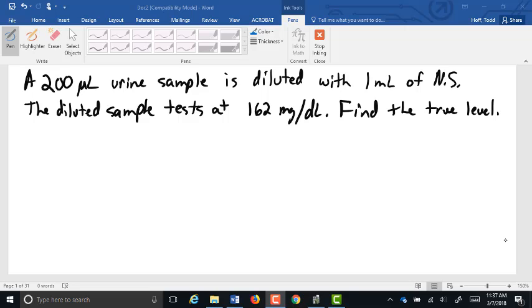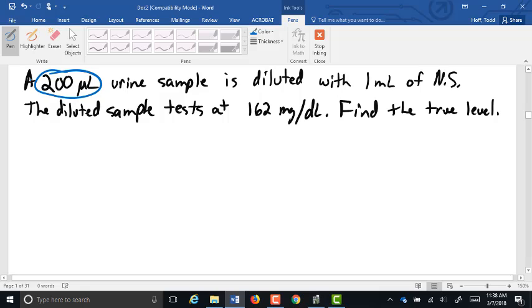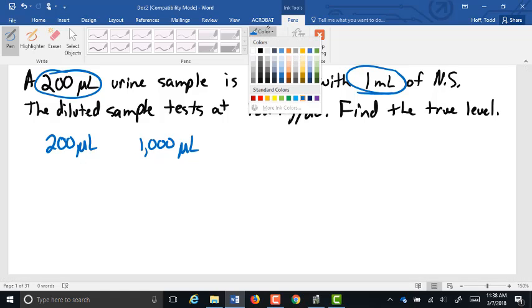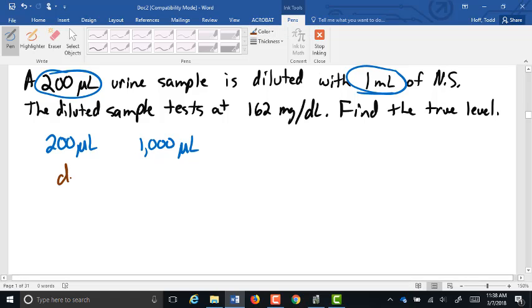So what we have here is a urine sample that we're assuming exceeds the limits of the meters when first tested. So we have to dilute it and retest it. We have a 200 microliter sample that is diluted with 1 milliliter of saline, of sterile water. That means we have 200 microliters of our serum, or urine in this case, and the 1 milliliter has to be converted to 1,000 microliters of water. So we need to find our dilution that we created here.